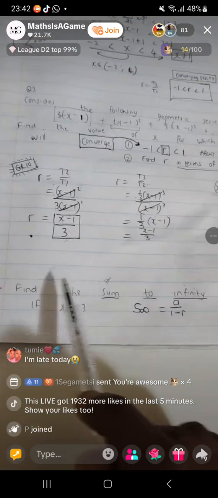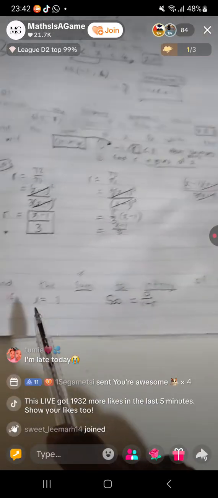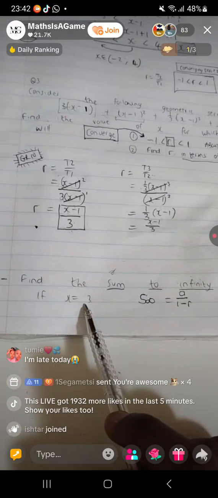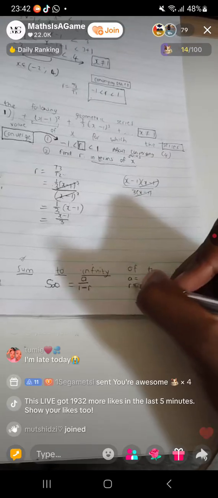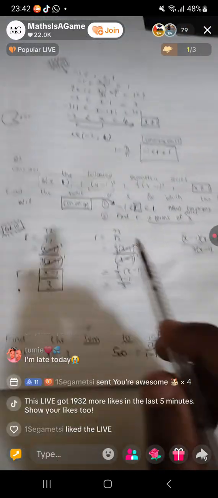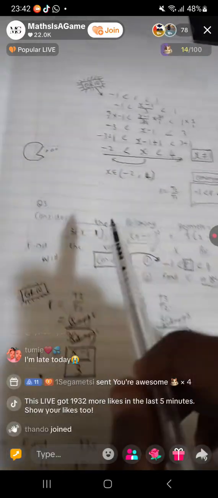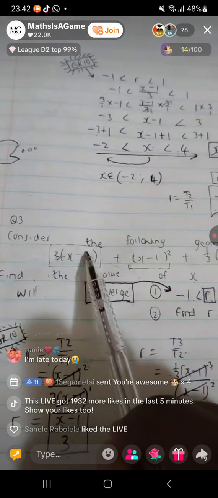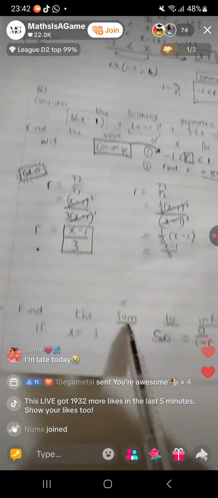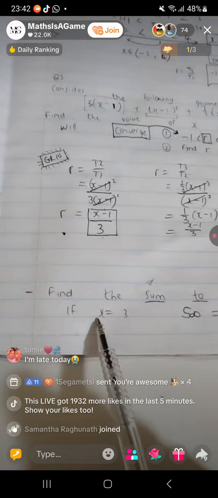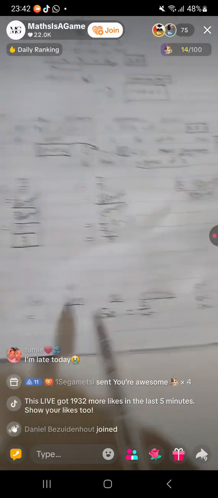Answer this question. Find the sum to infinity of the series if x is equal to 3. We need a and we need the value of r. From the series that we have, do we have the value of a? Yes, we do. The first term is a, but do we have the numerical value of a? No. So what did they say here? If x is 3, find the sum to infinity of the series.